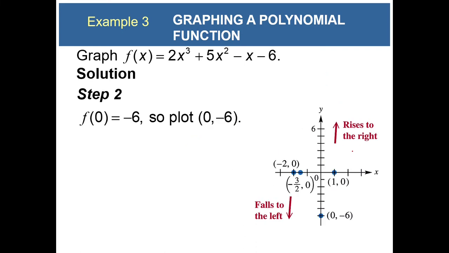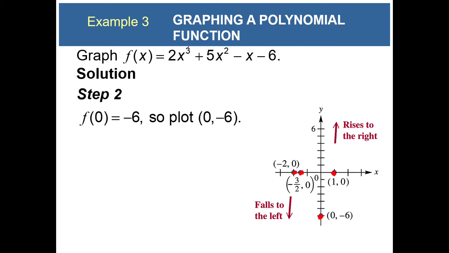In step 2, we're going to use the fact that if I plug in 0, f of 0 just gives us -6. So we'll plot 0, -6. We'll also plot our zeros, -2, 0, -3 over 2, 0, and 1, 0. These are our zeros from our synthetic division process.